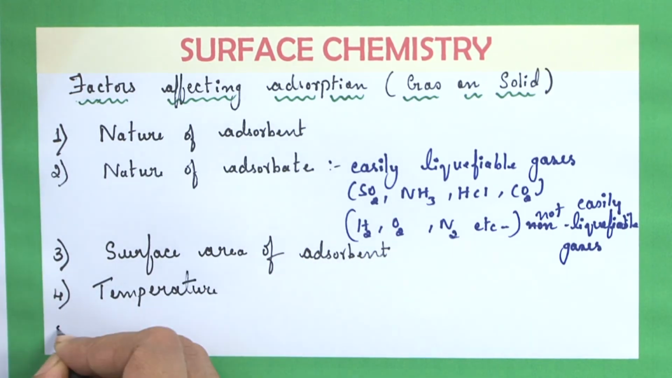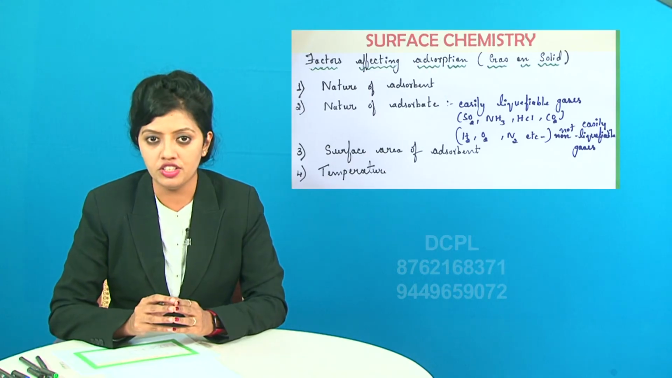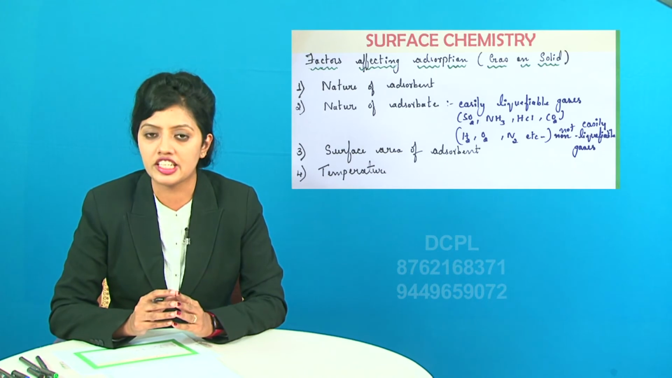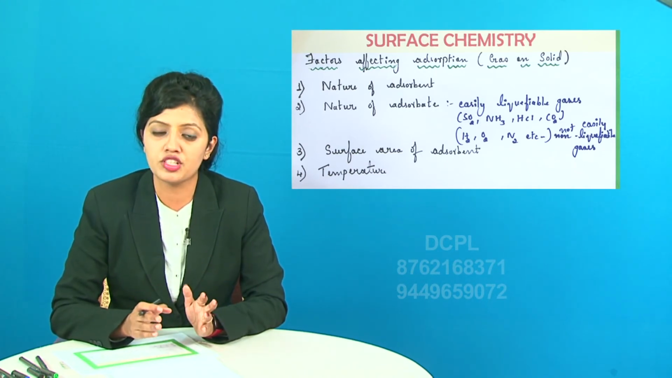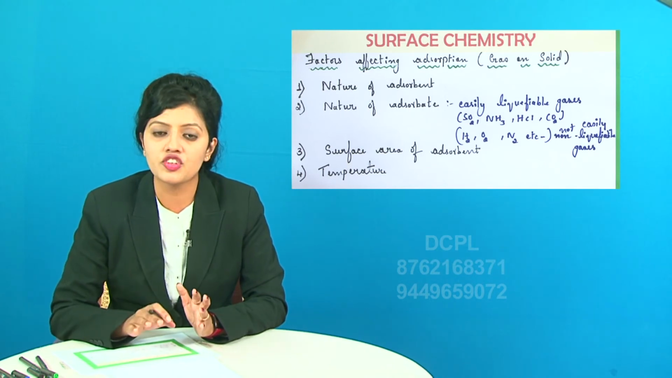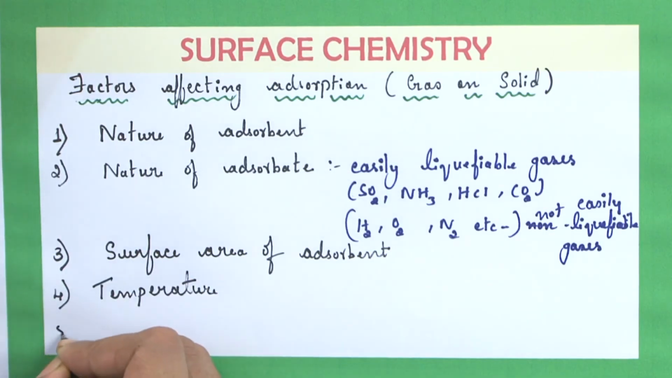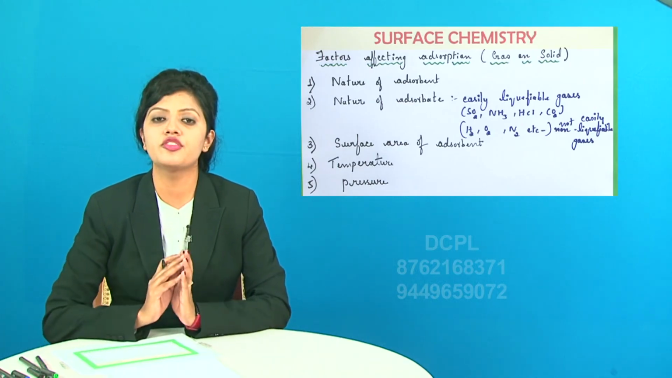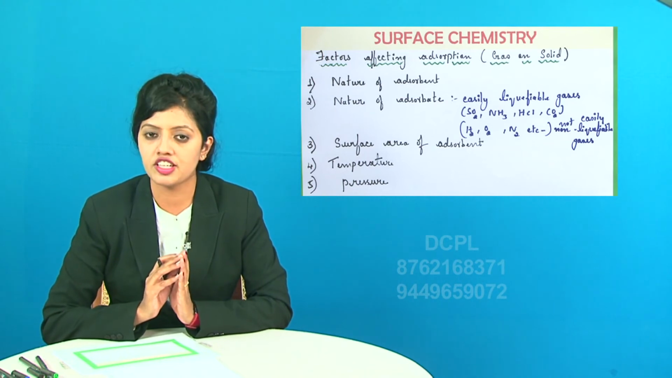And the last factor is pressure. With increase in pressure, adsorption of gases on the solid increases. When we come to temperature, with increase in temperature, the adsorption of gases decreases. So, these are the different factors which affect the rate of adsorption of gases on solid.